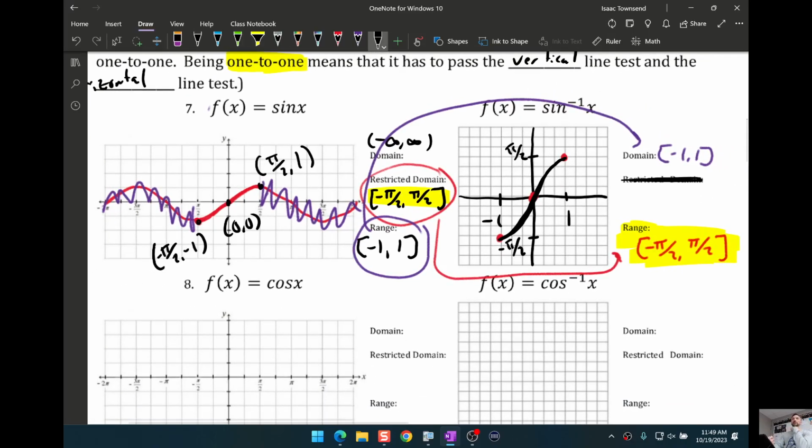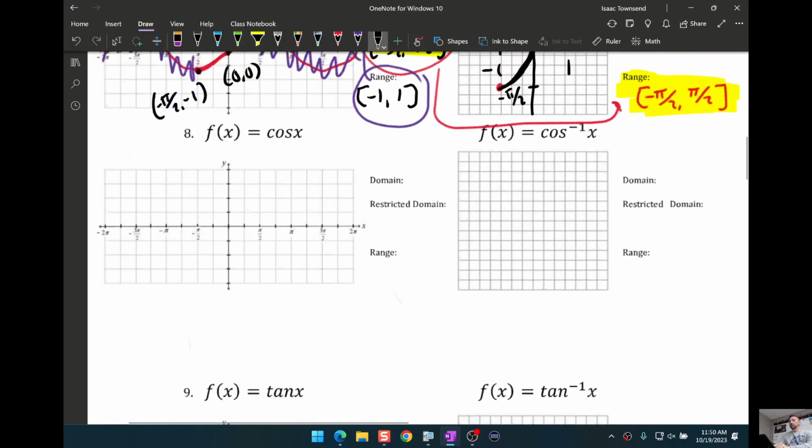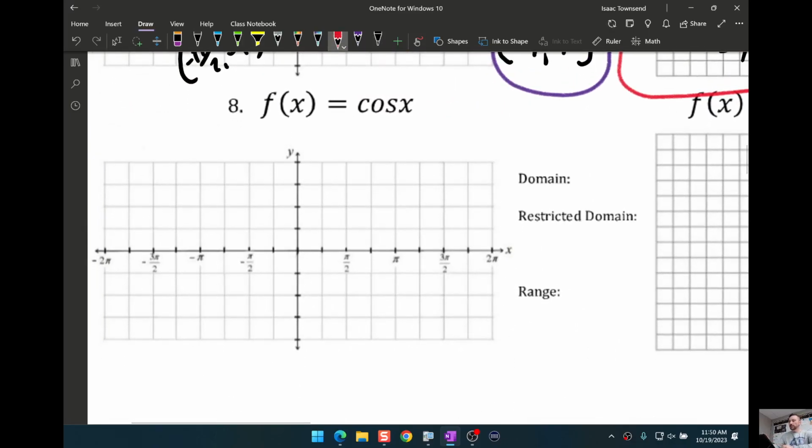Okay, so I'm going to do this with all 6 trig functions, and I know it's confusing at first, but you need to see what we did. We took a trig function we knew, we restricted the domain to make it 1 to 1. The restricted domain became the range became the domain, and then we know some stuff about the inverse function. So we're going to do the same thing with cosine. Cosine by default is not a 1-to-1 function. So we will restrict the domain so that it is 1-to-1.